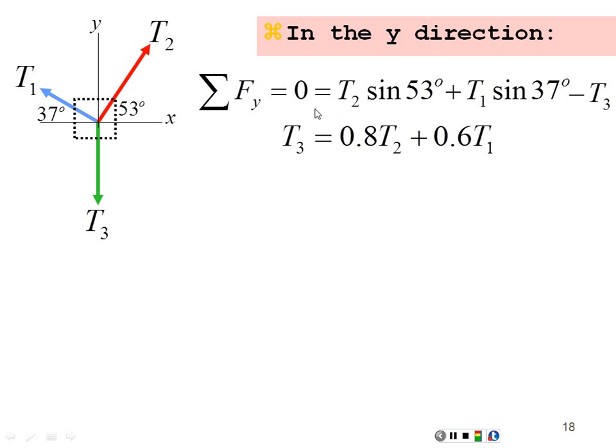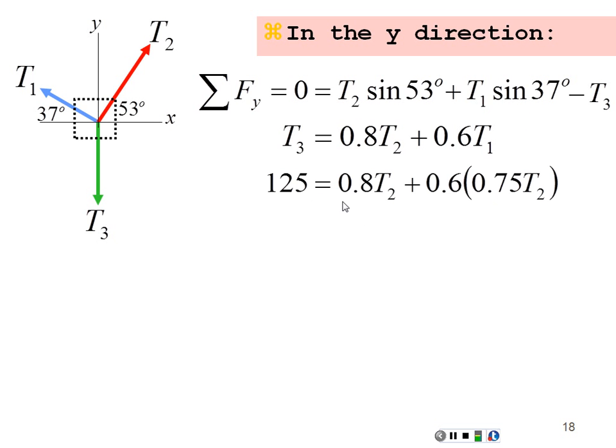T3 we already know is 125 newtons, and T1 we solved in terms of T2 as being 0.75 T2. So now we have this. 125 newtons is equal to 0.8 T2 plus 0.6 times 0.75 T2. And we have one equation now with one unknown. Solving for tension 2, we have tension 2 is equal to 100 newtons. 125 divided by 1.25, 100 newtons.